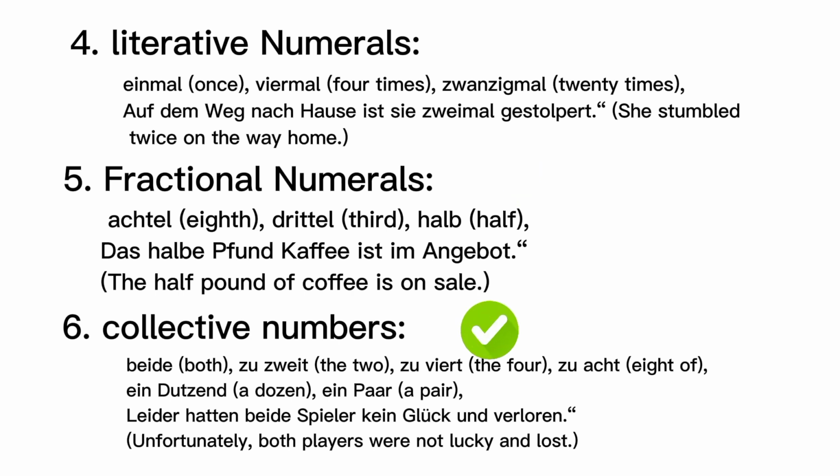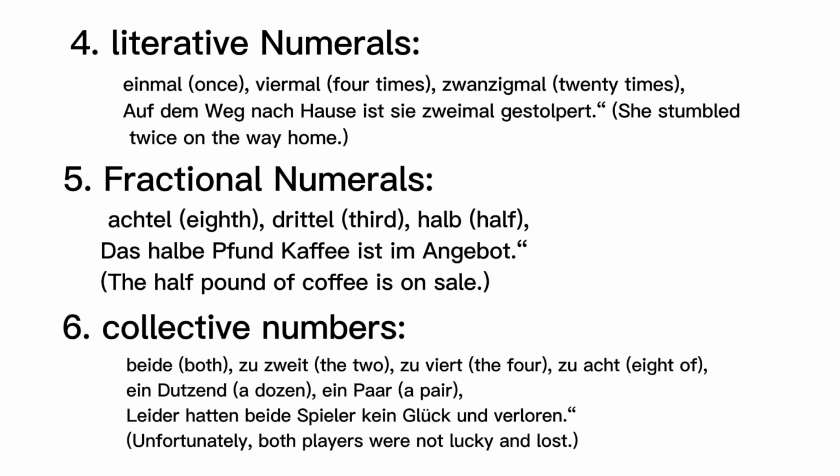Now, sixth is collective numbers. In this type, we use numbers like both, the two, a dozen, a pair, etc. For example, unfortunately, both players were not lucky and lost. So here, both is a collective number as we are using number in this way.